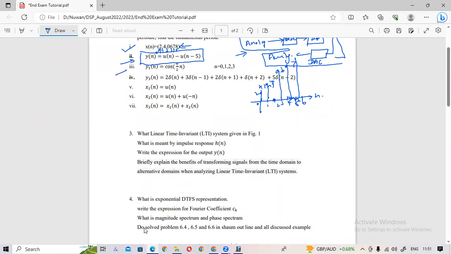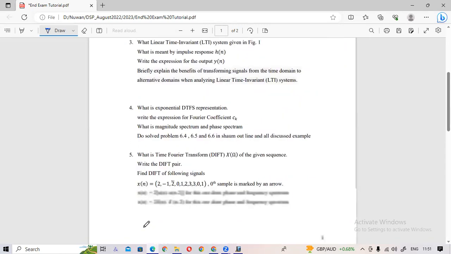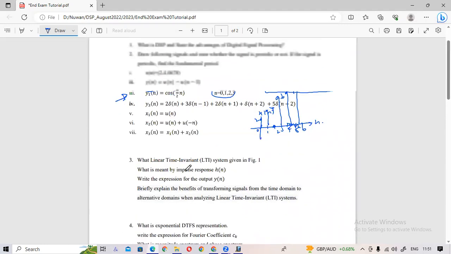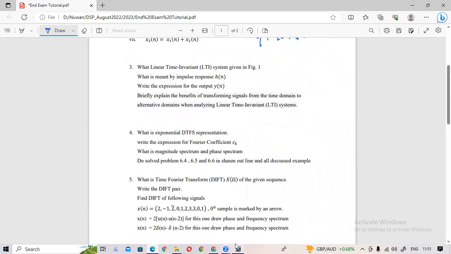Take this signal. y1 is cos(5π/2 n). Okay, so you should be able to do this. So you are asking here n is 0, 1, 2, 3. N has a limited value. Other values are 0. So cos(5π/2 n).